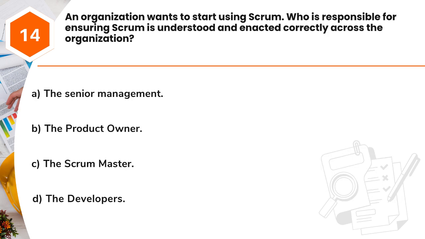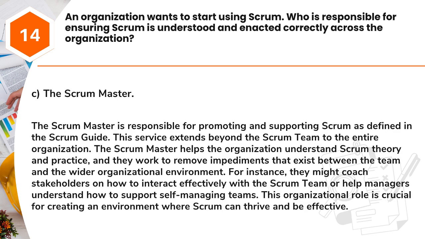Question 14. An organization wants to start using Scrum. Who is responsible for ensuring Scrum is understood and enacted correctly across the organization? A. The senior management. B. The product owner. C. The Scrum Master. D. The developers. Answer: C. The Scrum Master.